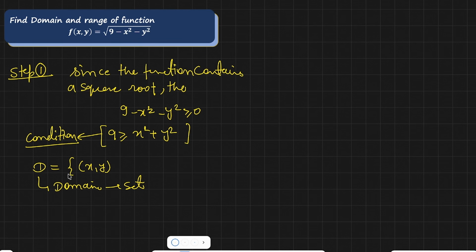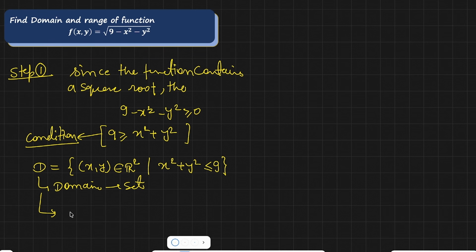Okay, so try to understand, this is (x, y) belonging to R², such that those (x, y) which satisfy this condition, x² + y² ≤ 9. This is not the domain itself, this is the condition for the domain. Now we'll ask, what is the geometric representation of this?